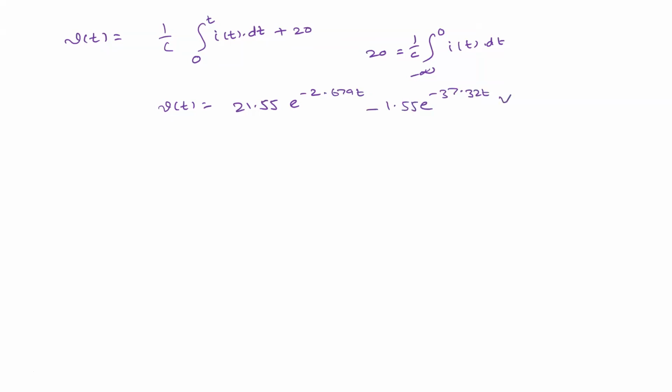We need to add the 20 also, right? If you add 20, what will you get? It will be cancelled. Why is it cancelled? When we wrote the differential equation in the beginning, we considered 20 also. That's why it is cancelled. Okay, so this is the solution for this particular case.